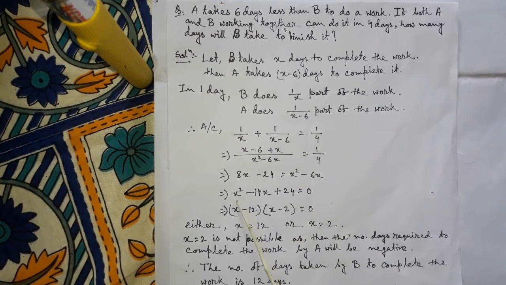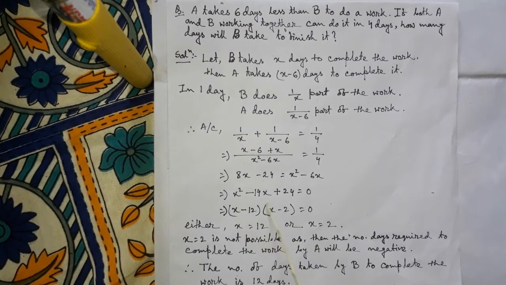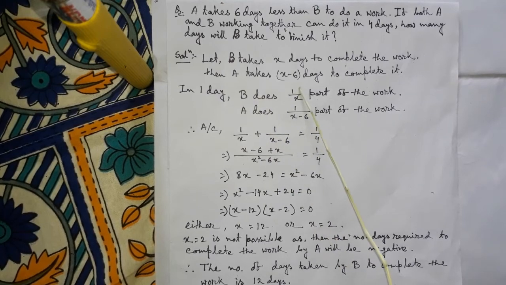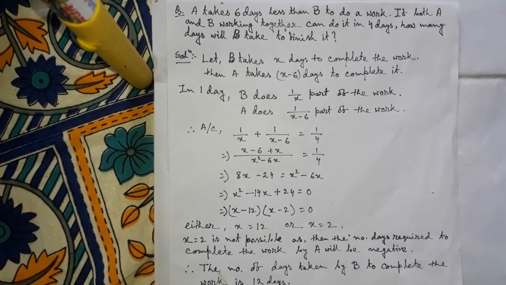Then by calculating we will get a quadratic equation, x square minus 14x plus 24 is equal to 0. Then by middle term factorization we will get x is equal to 12 or x is equal to 2. But we can't take x is equal to 2. Why? If we put x is equal to 2, then the number of days taken by A to complete the work will be a negative number, not possible. That's why we take x is equal to 12, that is, B can finish the work in 12 days.